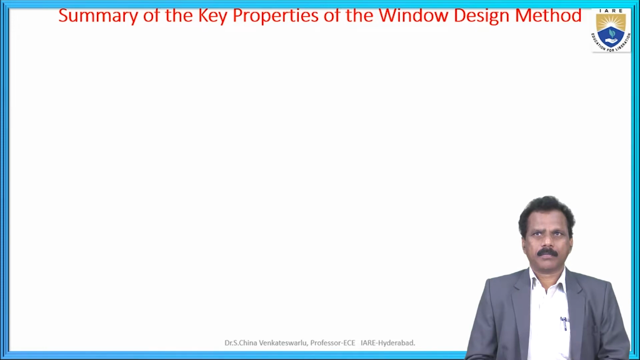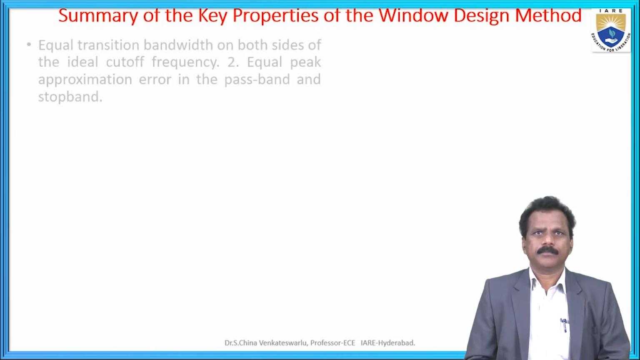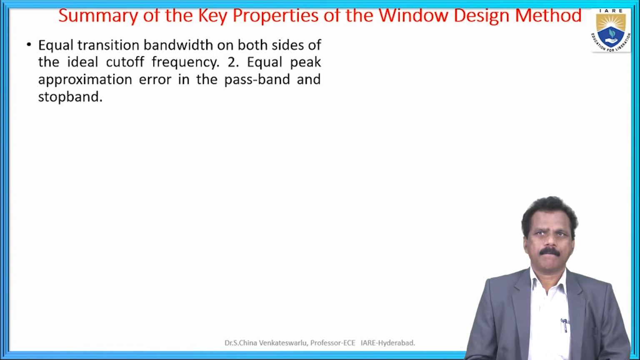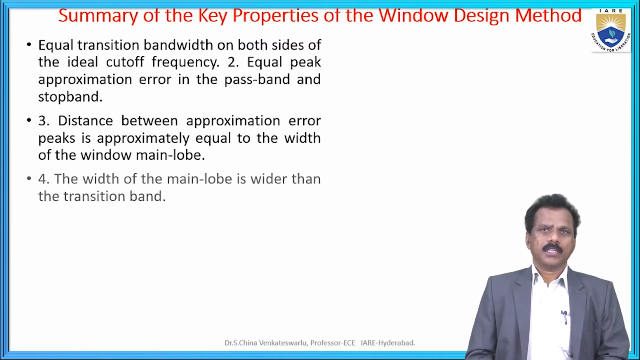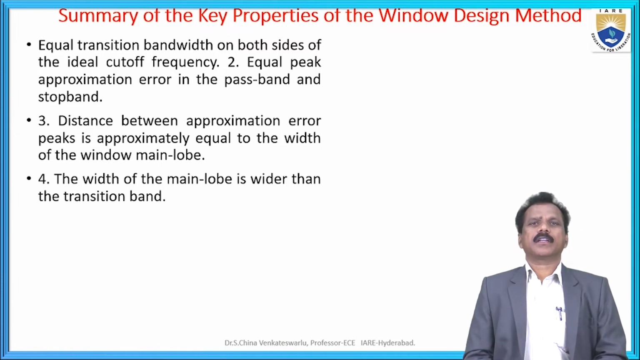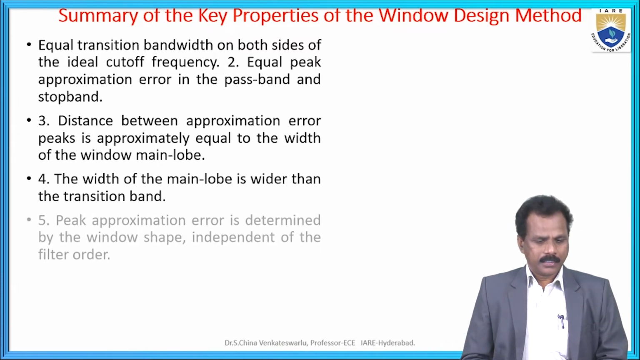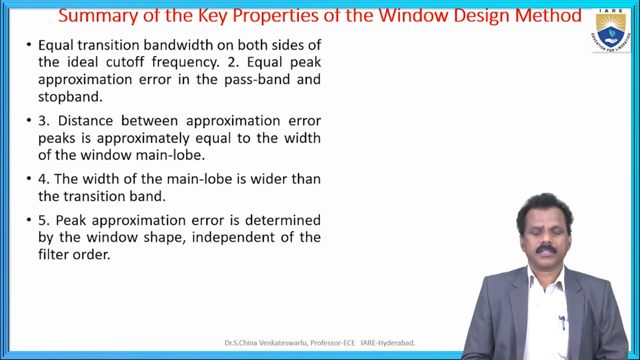This is the summary of key properties of the windowing design method. First, equal transition bandwidth on both sides of the ideal cutoff frequency. Second, equal peak approximation error in the passband and stopband. Third, the distance between approximation error peaks is approximately equal to the width of the window main lobe. Fourth, the width of the main lobe is wider than the transition band. After that, the peak approximation error is determined by the window shape. It is independent of the filter order.